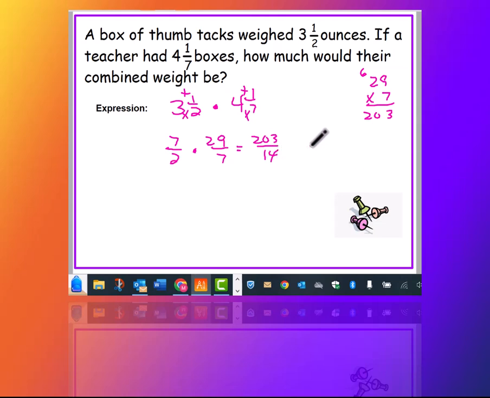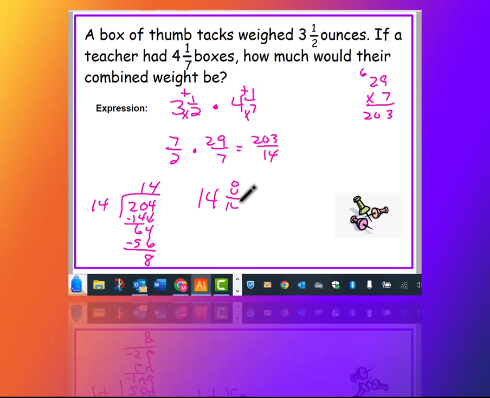Okay, I don't think that can be simplified, so let's just go ahead and change it back to a mixed number. TIBO, top in, bottom out. 204 divided by 14. 14 goes into 20 once. Bring down your 4. And how many times will 14 go into 64? 4 times, which is 56. Subtract, you have an 8 remainder.